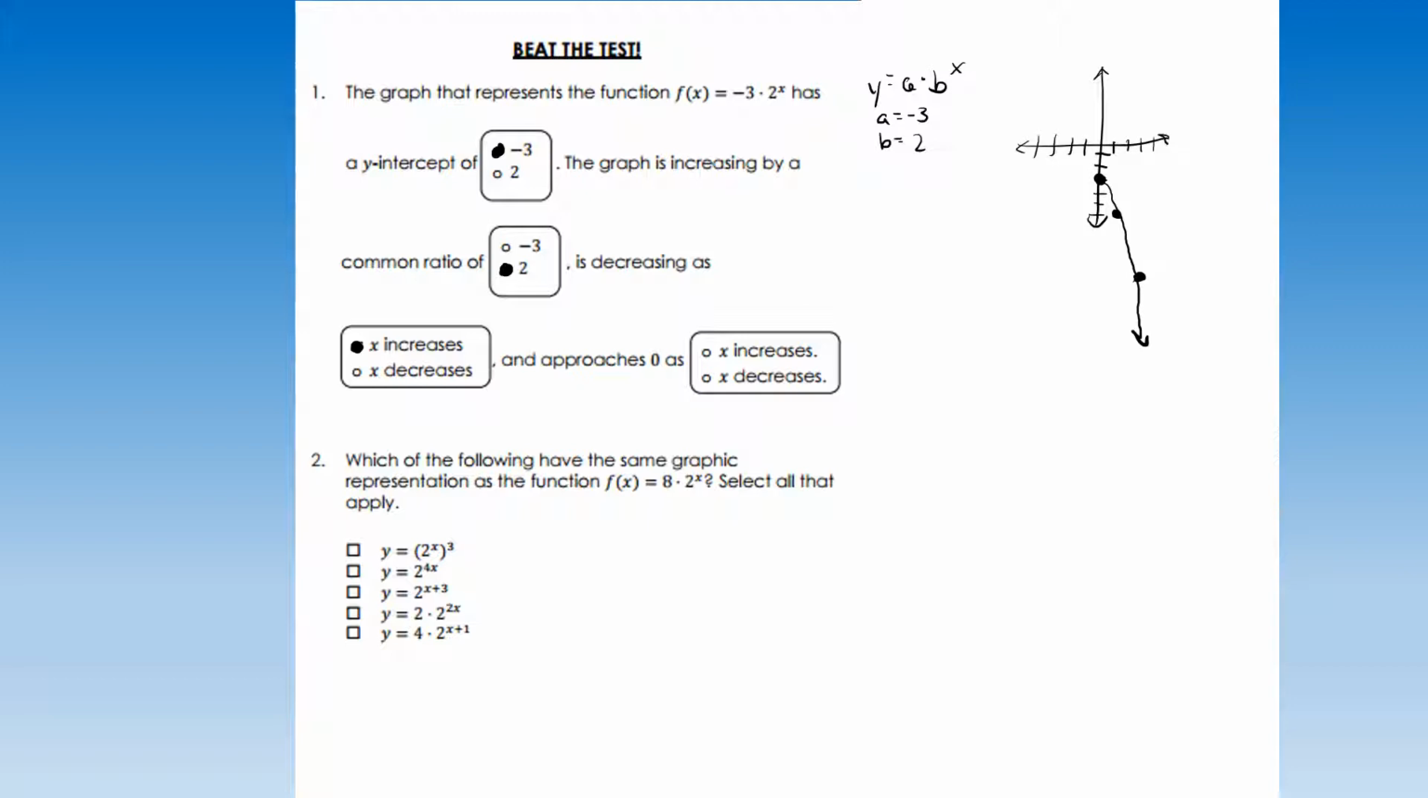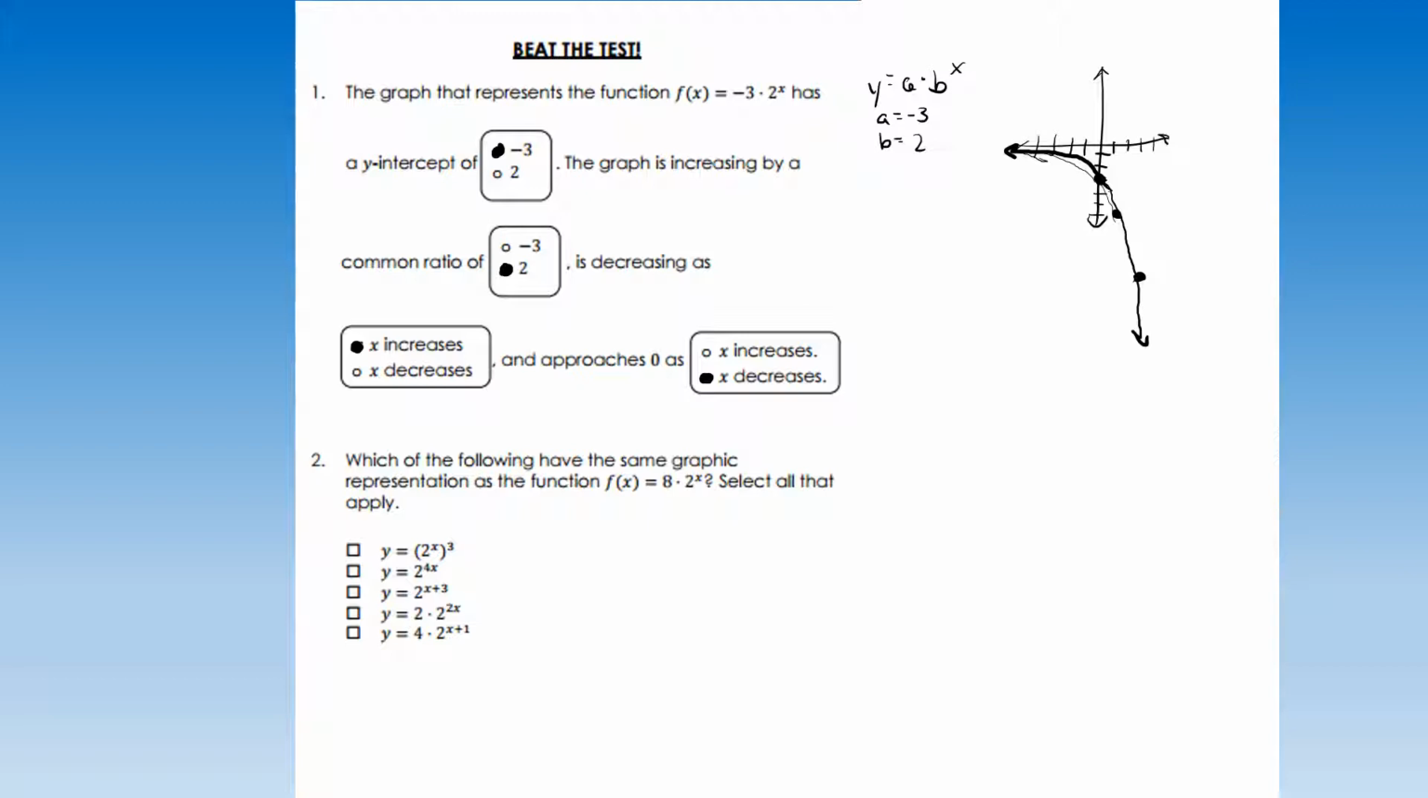It's approaching 0 as x is getting more negative. So this is just a quick sketch of what this graph would look like, y equals -3 times 2 to the x. All right, for part 2 down here, let's work through this one.